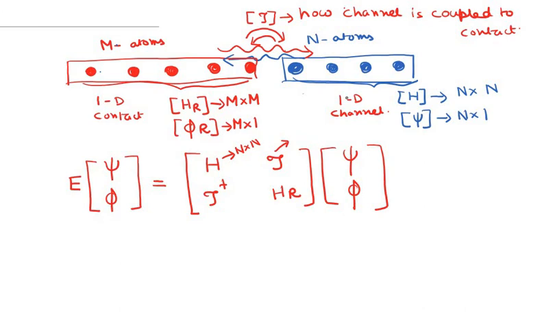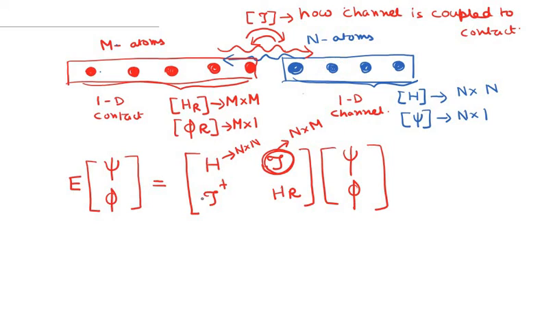This one is basically n cross m. So this matrix tau basically defines how these n atoms inside the channel are coupled to m atoms inside the contact. So basically the first row of this matrix defines how this atom is coupled to all other contact atoms. The second row of this matrix tau defines how this second atom is coupled to all other contact atoms over here. So basically like that. So this is an n cross m matrix.